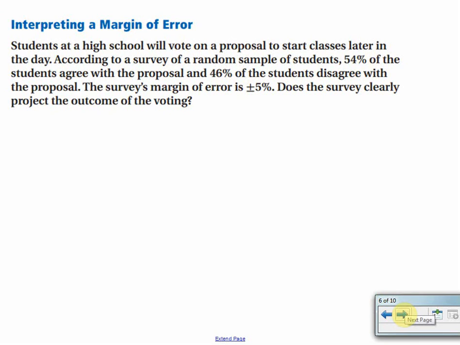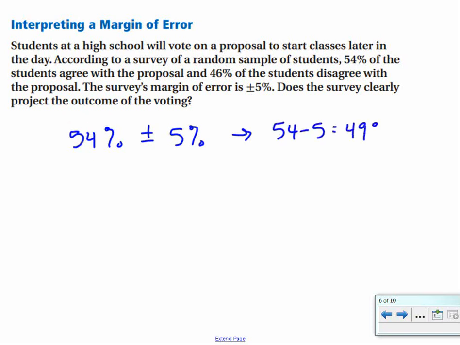Students at a high school will vote on a proposal to start classes later in the day. According to a survey of a random sample of students, 54% of students agree with the proposal and 46% disagree. The survey's margin of error is plus or minus 5%. Does the survey clearly project the outcome of the voting? So if I have 54% agree plus or minus 5%, I would do 54 minus 5 to get 49%, and 54 plus 5 would give me 59. So that means between 49 and 59% of students agree with the proposal.